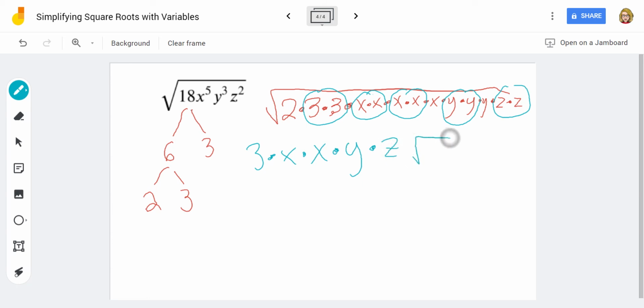Okay, what's left inside is 2y, and then multiply what's outside. So I have 3x squared because I have 2 x's, yz, square root of 2y would be my final answer.